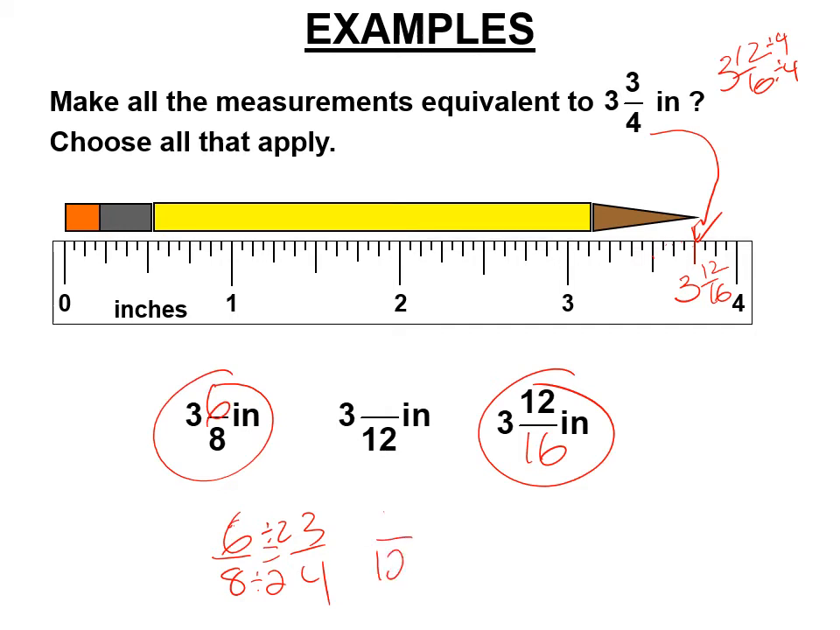Blank over 12 equals how many fourths? Oh, divide by 3 here. Blank divided by 3 makes 3 is 9. So 3 and 9/12. We've made those all equal 3 and 3/4, or 3 and 12 16ths, right? 3 and 12 16ths, 3 and 9/12, 3 and 6/8, all simplify to 3 and 3/4. All of those are equivalent. All of those go in the same location on a number line or on a ruler.